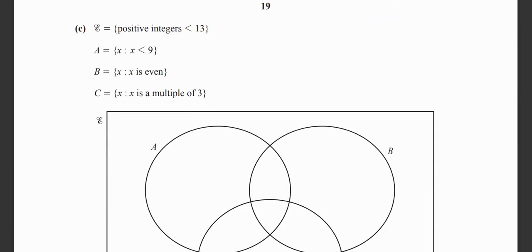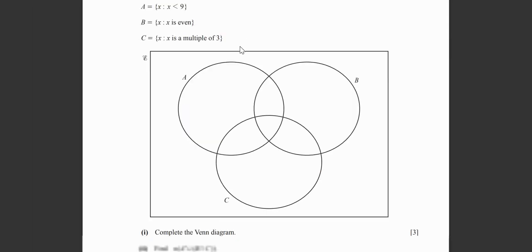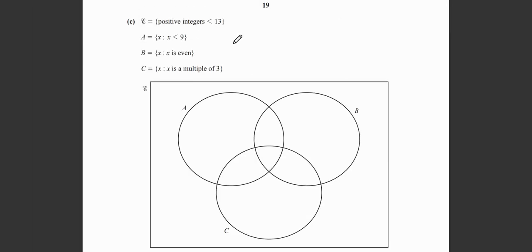Okay, moving on, you have been given a question, and it says complete the Venn diagram. Okay, no worries, let's complete it. So you have positive integers less than 13. X is such a number that X is less than 9.